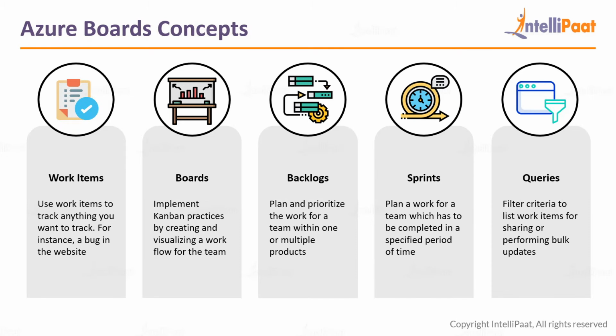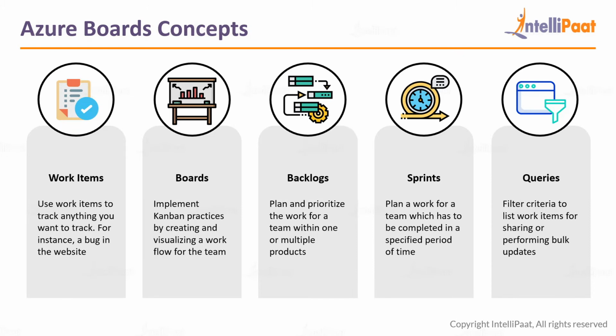And then backlogs: you can plan and prioritize the work for a team within one or multiple projects. You can have a centralized position in Azure Boards, so that you can plan and prioritize the work across multiple projects. You can do that using backlogs. And then sprints: a plan of work for a team which has to be completed in a specific period of time. So you have a dev team, and you say that every 10 days you'll have to complete 10 tasks as a team. Every sprint you issue 10 tasks, and those 10 tasks should be completed within the sprint, and you can easily track that using Azure Boards.